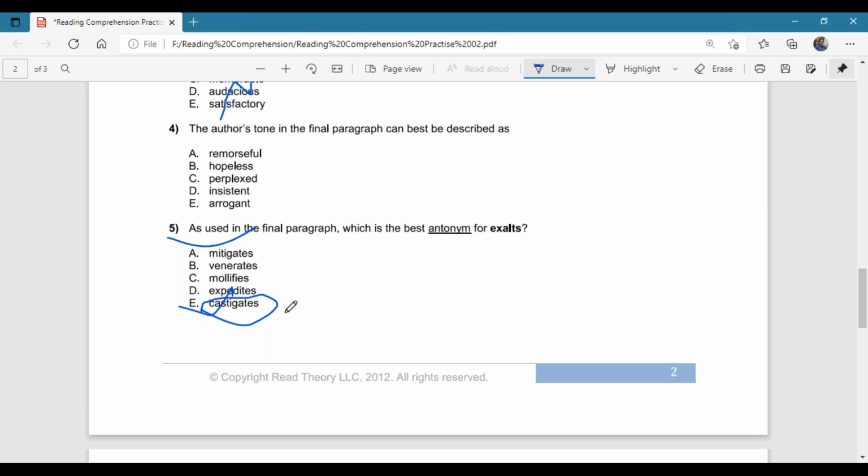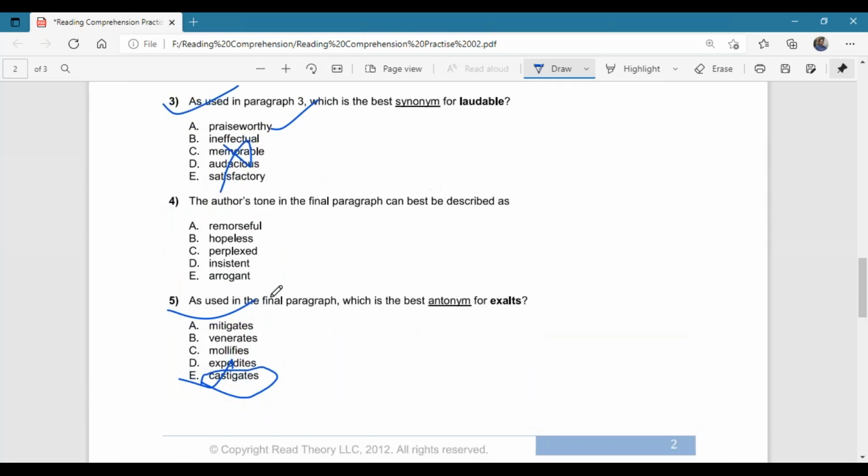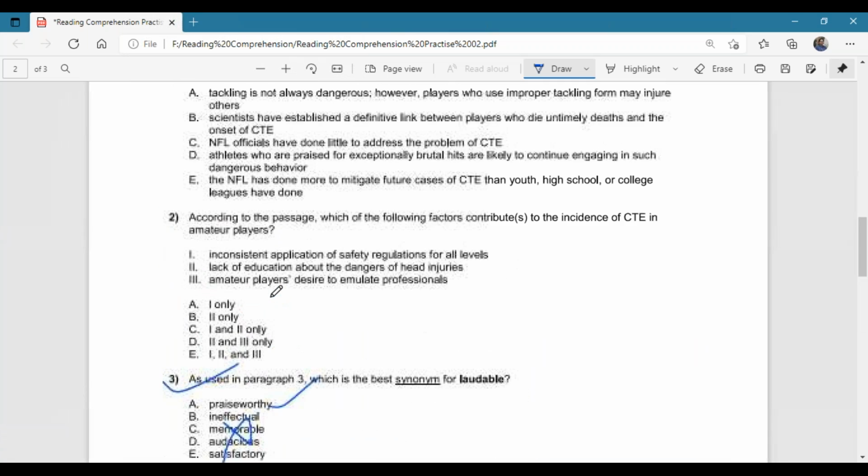Okay, I'm sorry. I didn't explain to you what expedites is, right? Expedites also means to speed up the action. Mollifies means to soothe. Venerates means again to praise, which is exactly the synonym of exalts. Mitigate means we make it very less painful or something. Okay, right. So you understood 3 and 5.